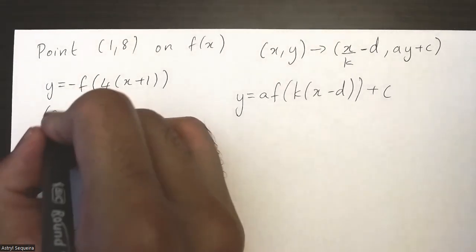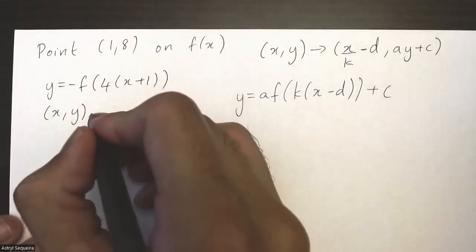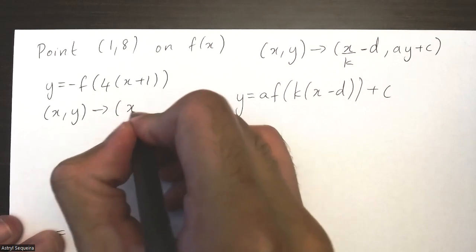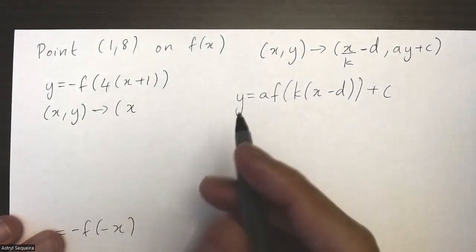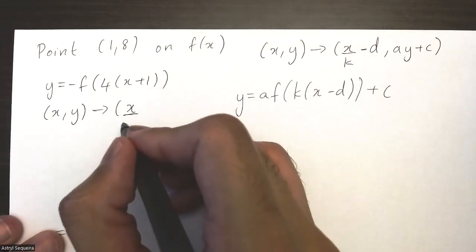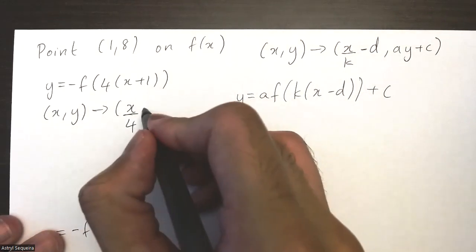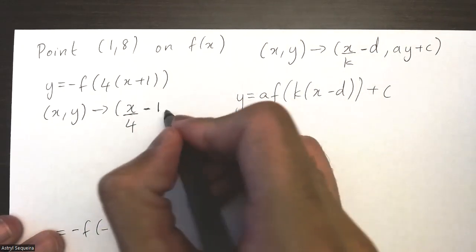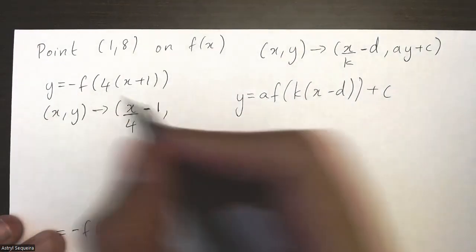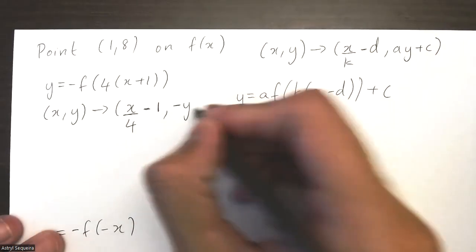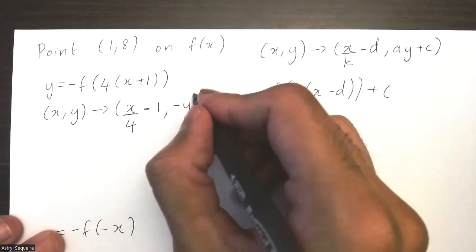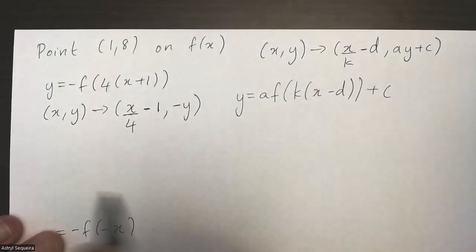Let's start with the mapping rule. So I know that it's x over k, and k is just 4 in this question, minus d, which is 1. And then a is just -1, so I just have negative y, and then there's no c value. So that's my mapping rule right there.